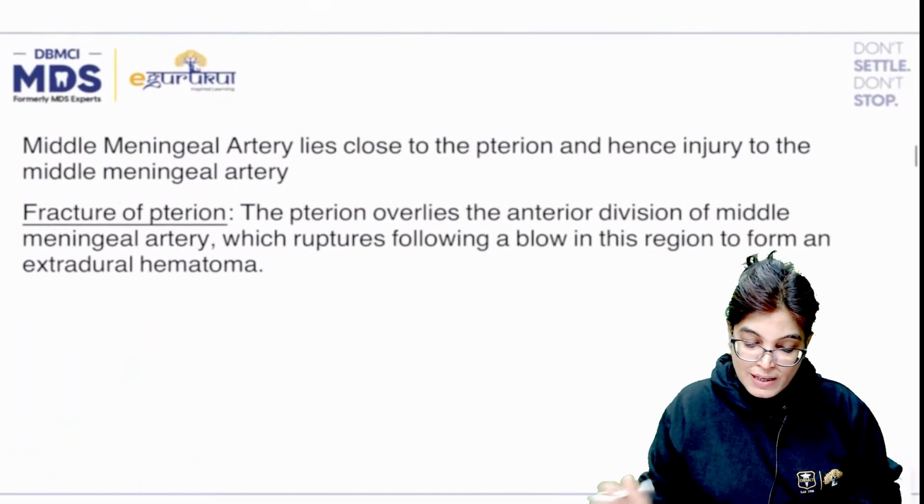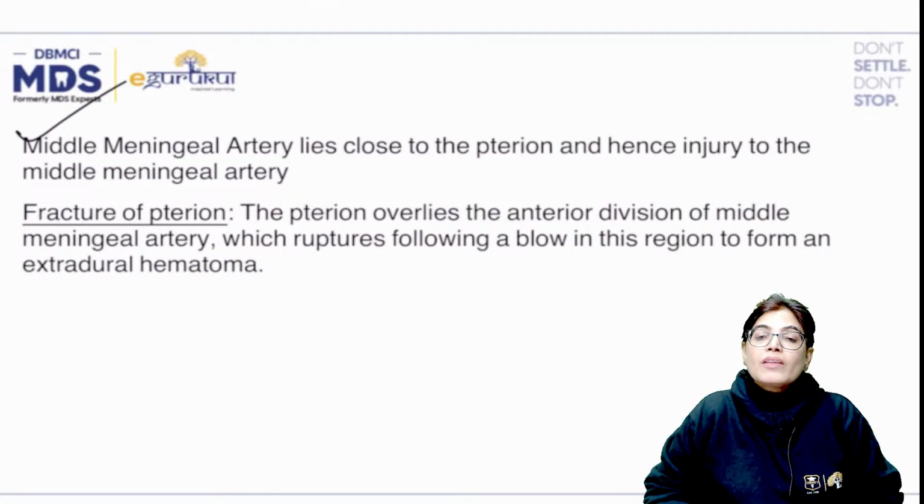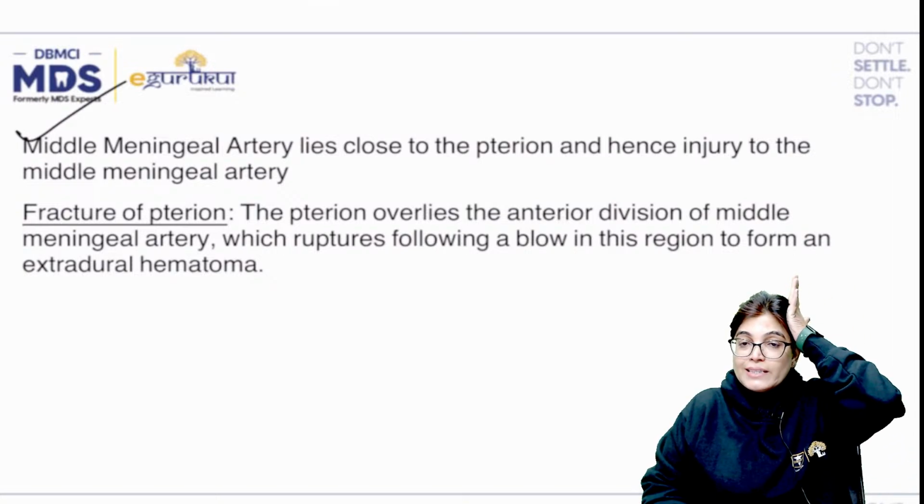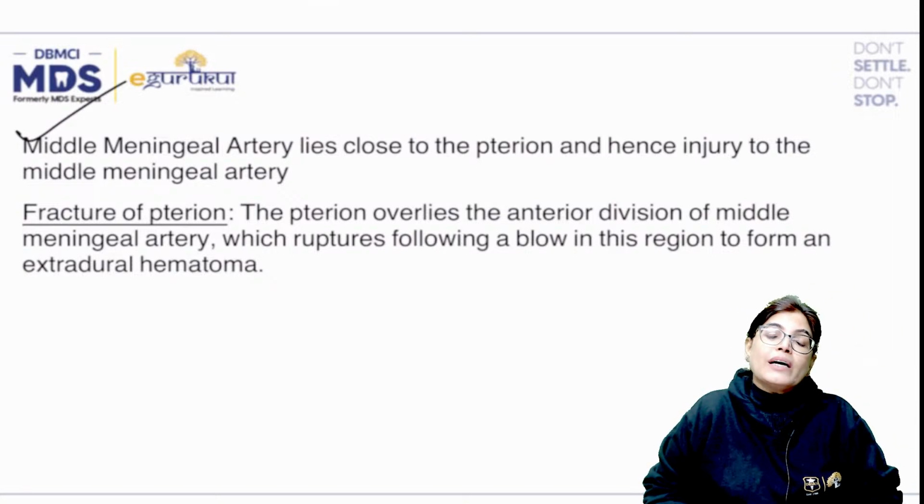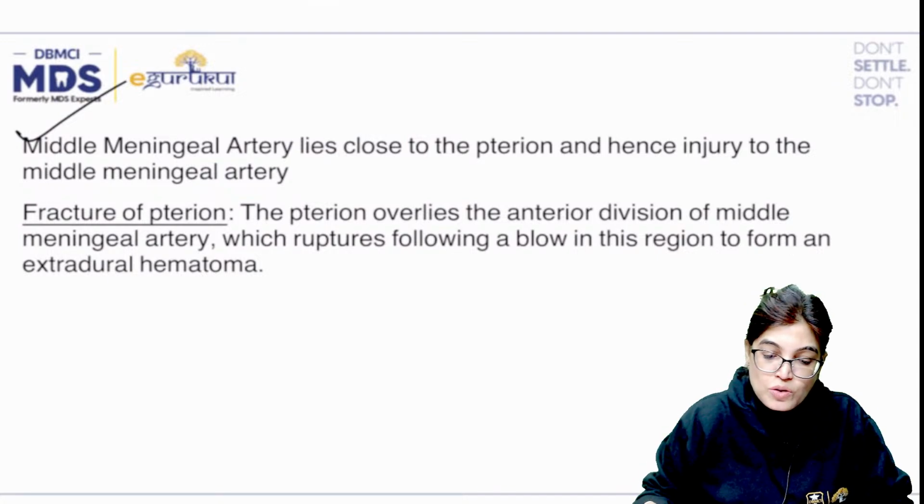The middle meningeal artery, which is a branch of the maxillary artery, is injured at the level of Pterion if a direct blow is on the lateral aspect of the skull, and it can lead to the condition of extradural or epidural hematoma.